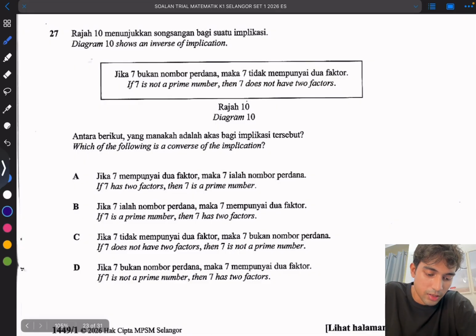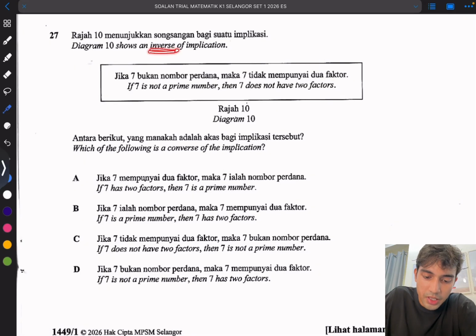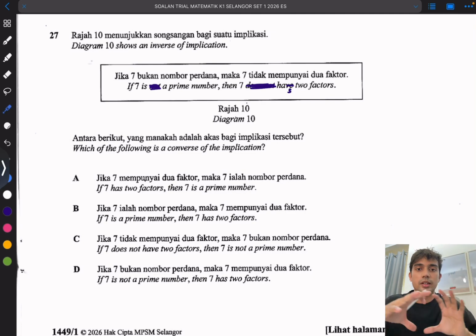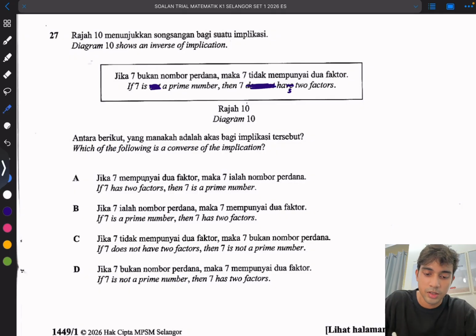Next one. Diagram 10 shows the inverse of an implication. So this is an inverse: if 7 is not, then 7 does not. So the initial statement would be, if 7 is a prime number, then 7 has 2 factors. When they inverse it, they put "not". So the statement is this.